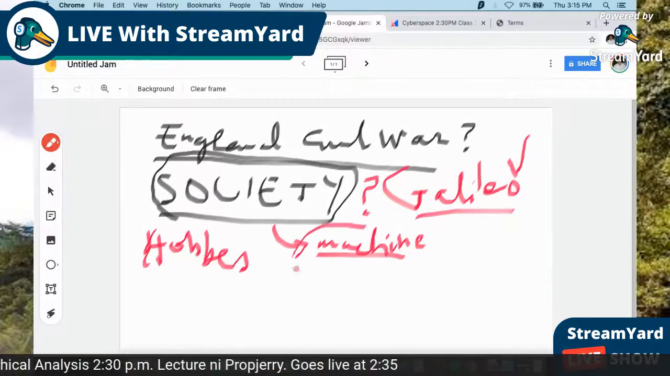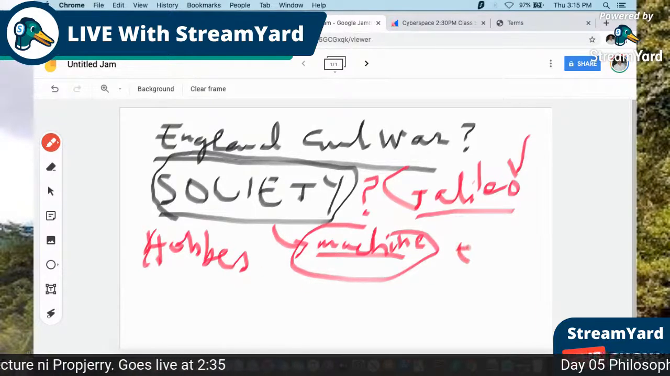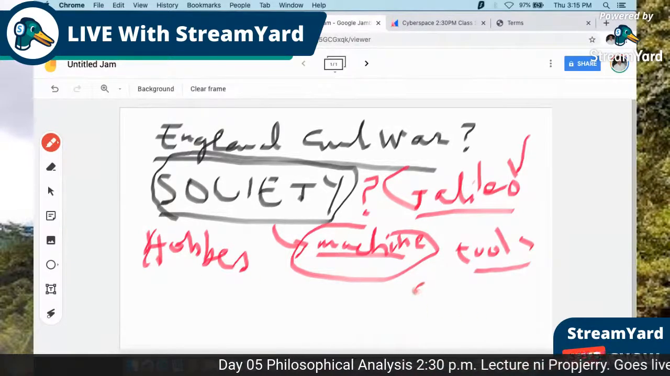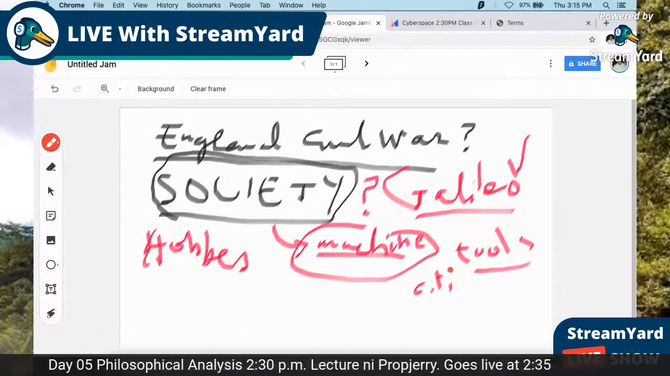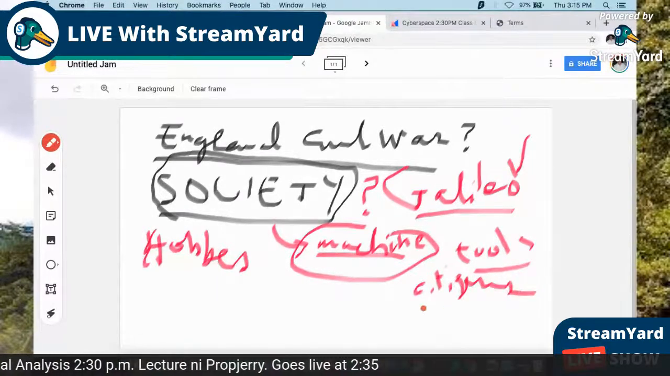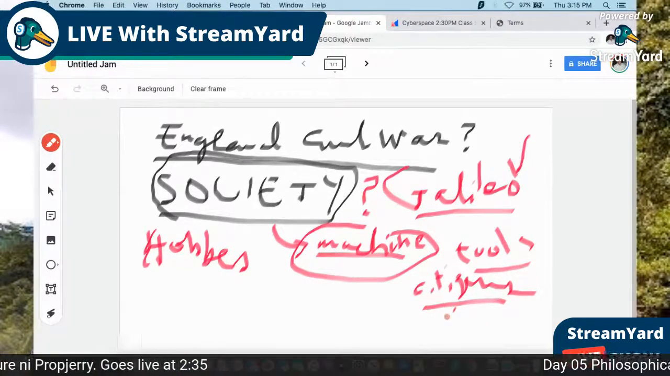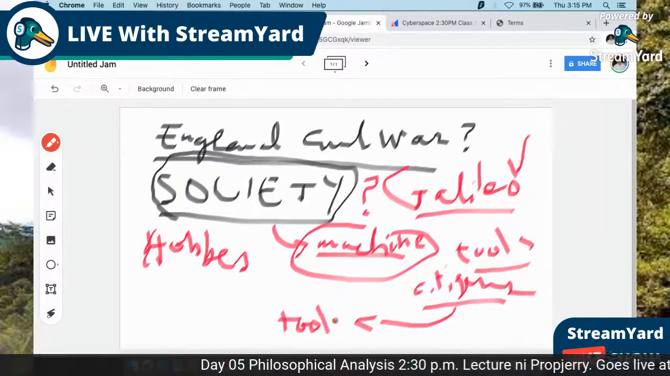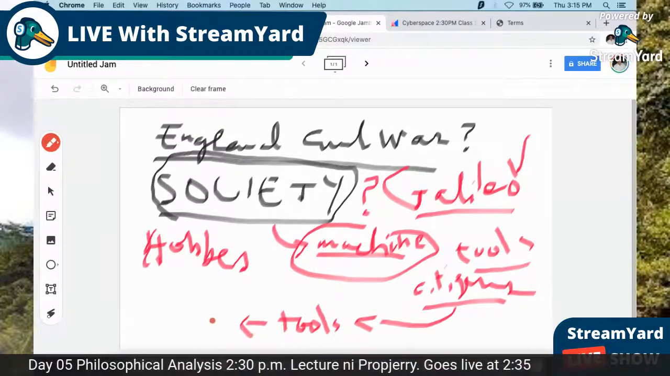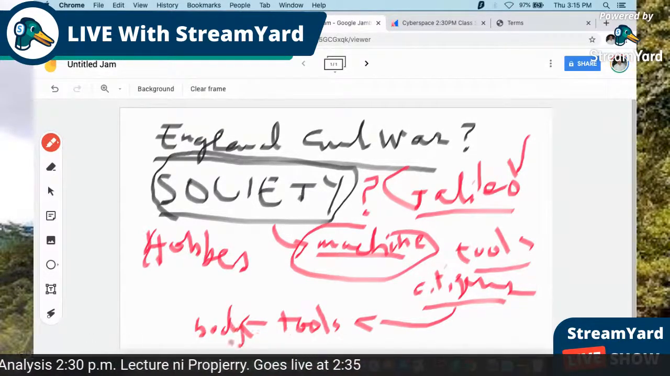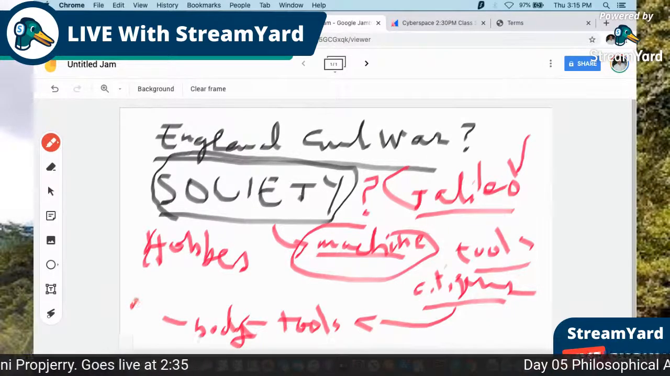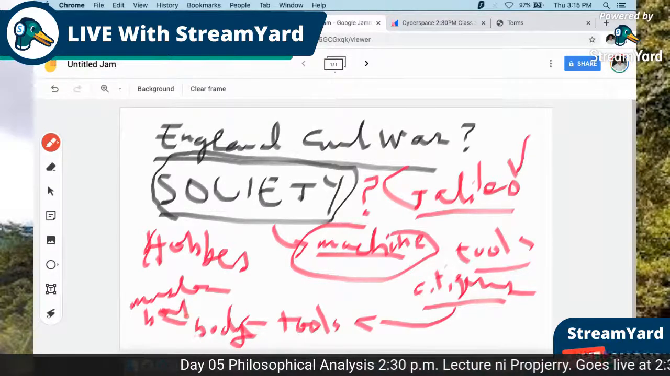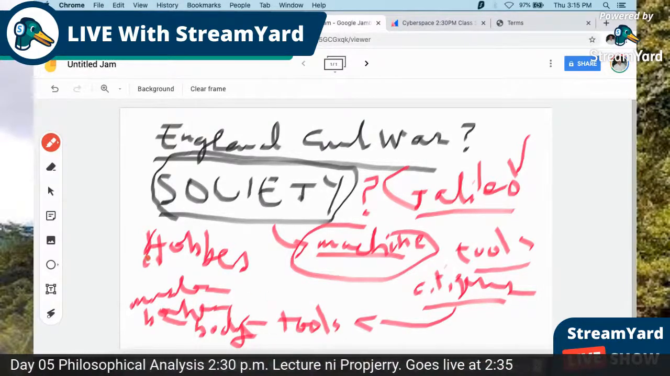Same with society, you take it apart. What are the tools that make up society if it is a machine? And Hobbes says, well, the tools are called citizens. And citizens themselves are machines. If they are machines, then you get to ask the question, what are the tools that make up the citizens? Well, the citizen is a human body made up of muscles and bones, and so on and so forth.